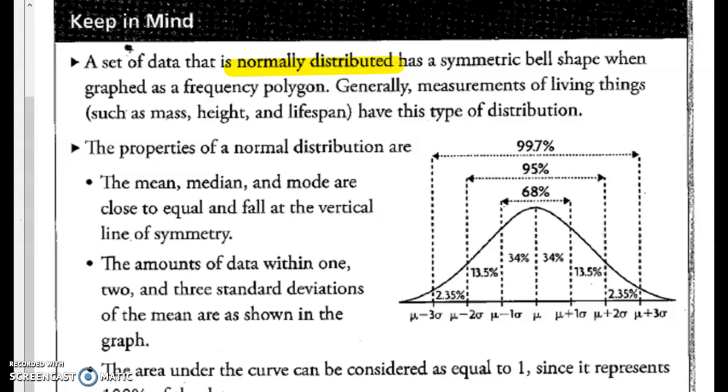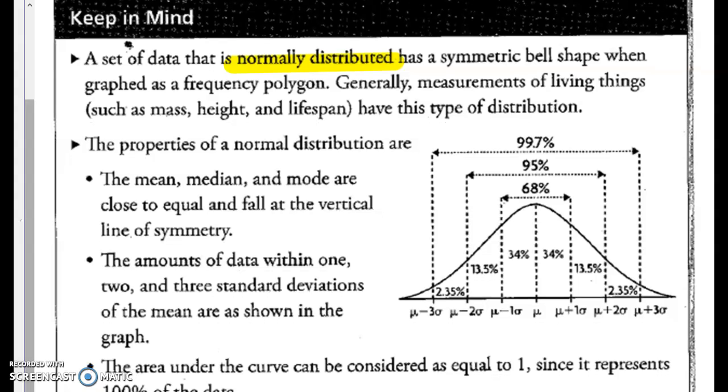Second bullet point, the amounts of data within 1, 2, and 3 standard deviations of the mean are shown in the graph. So you can see this graph over here, and the bell curve is easy to see. Here it is, and you can see then that the average is exactly in the middle. Here's another symbol called mu that we use for average. Sometimes we also use x bar, right? That's what we've talked about in this unit. So those two things mean the same.